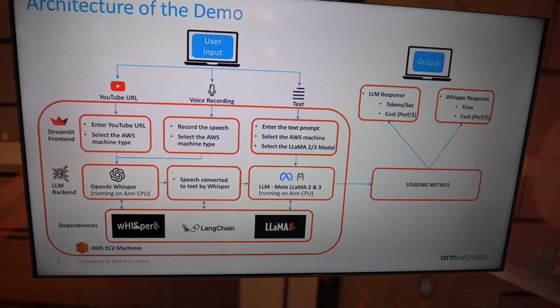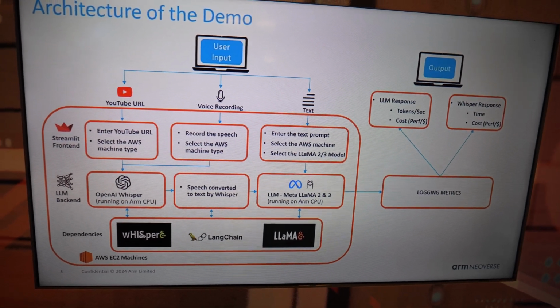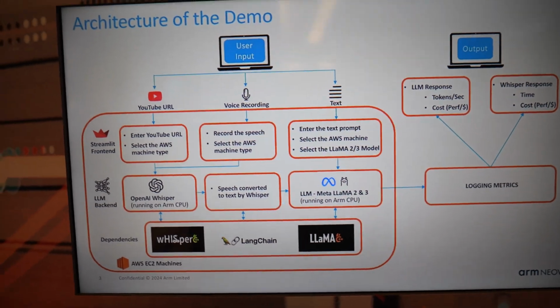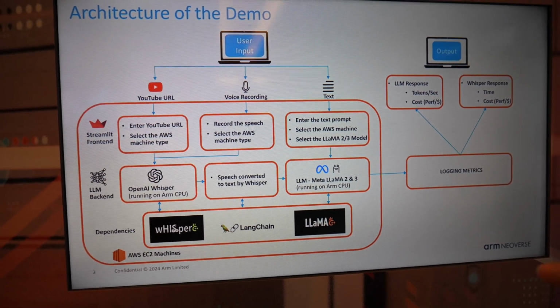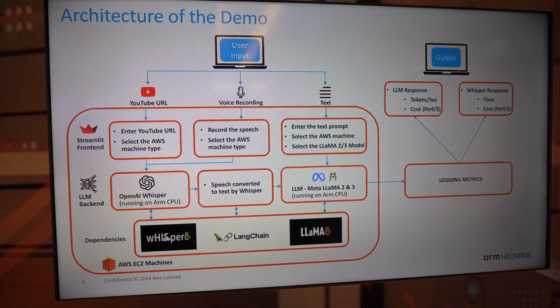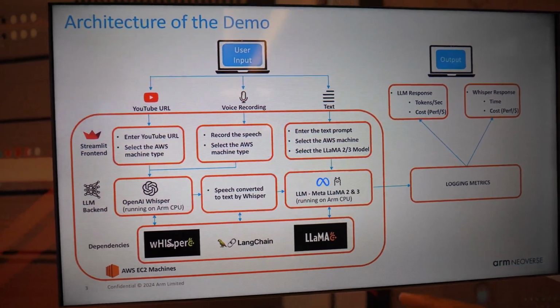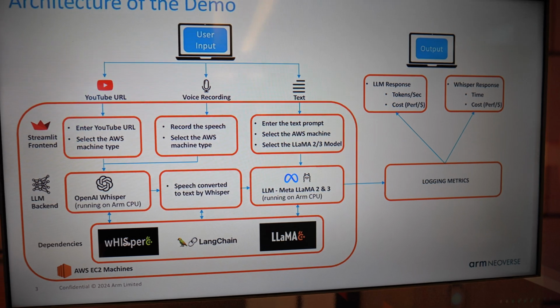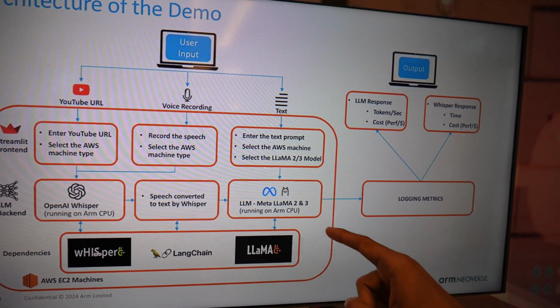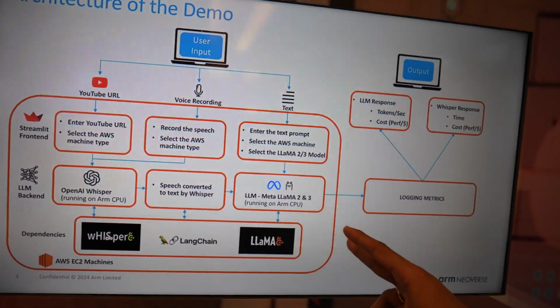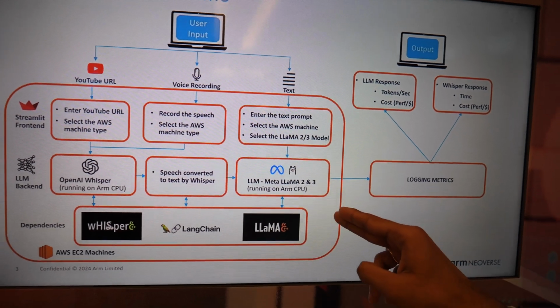So actually this is the architecture of the demo. It has a Streamlit front end, a fancy front end where you can give the three inputs: either a YouTube URL, voice recording, or text. And we have a LLaMA backend, where we have the OpenAI Whisper model running on CPU to convert the speech to text. And we have Meta LLaMA 2 and 3, which is used as an LLM running on ARM.